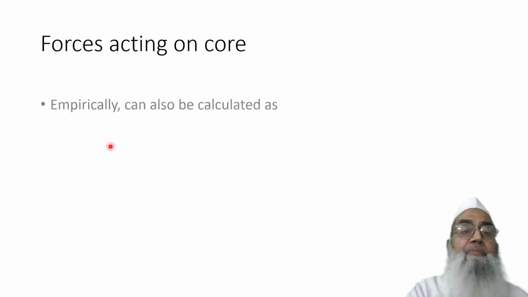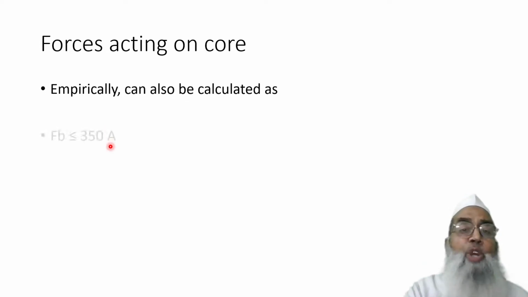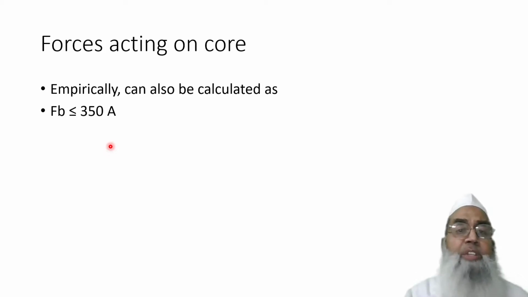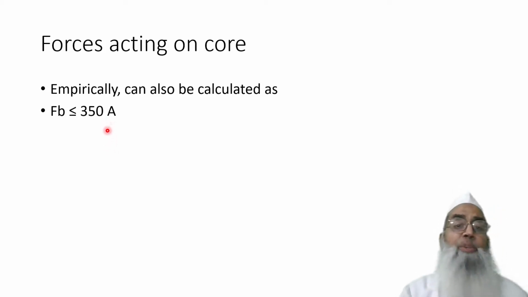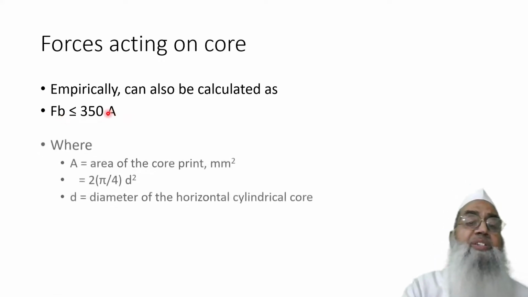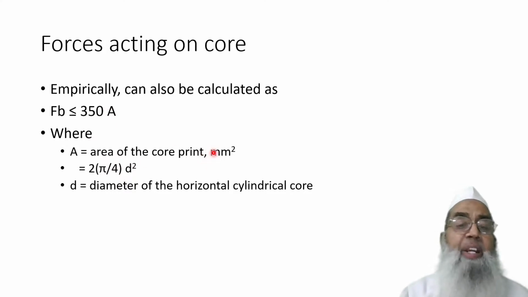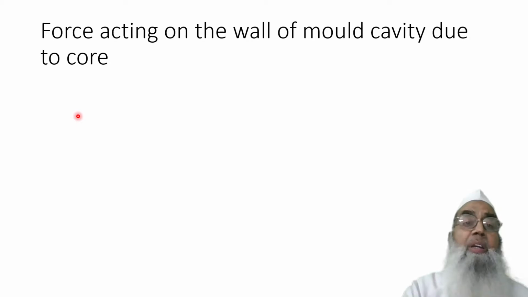This force acting on the core can also be calculated by using a simple empirical formula given by researchers, where A is the area of the core print and D is the diameter of the horizontal cylindrical core, and therefore we can calculate the buoyancy force. That's a simple empirical relation.